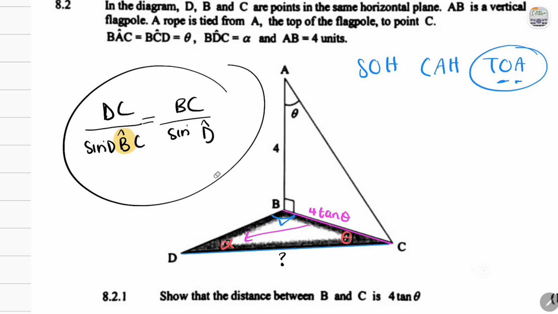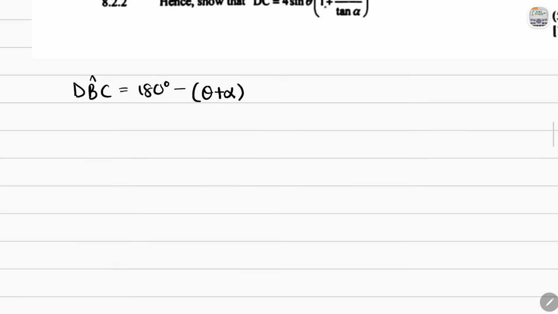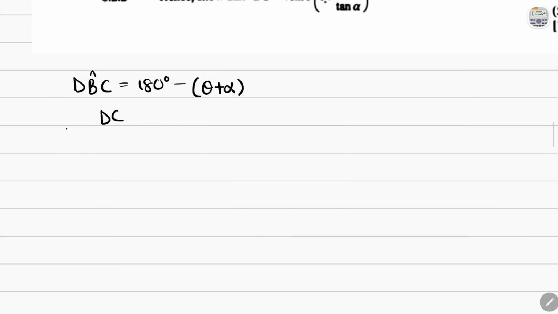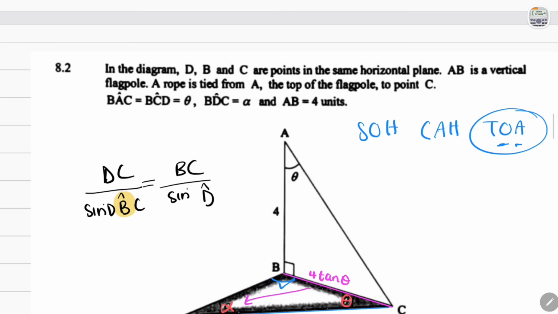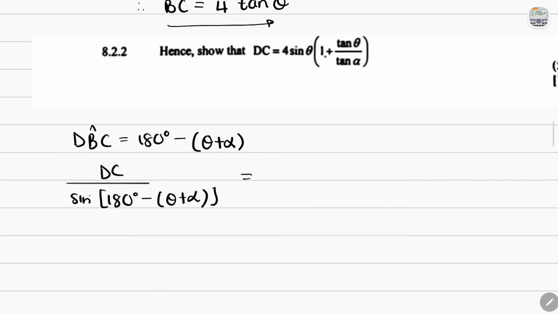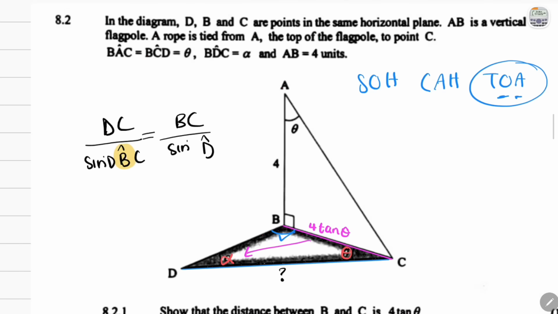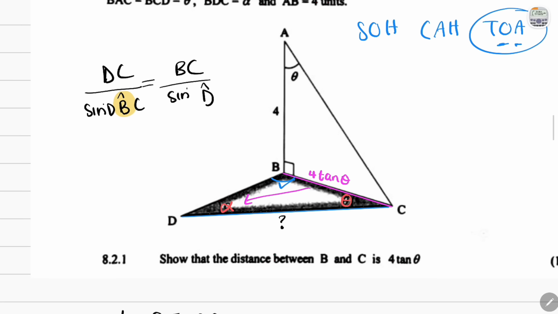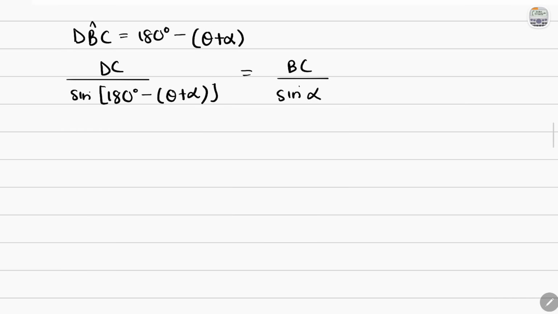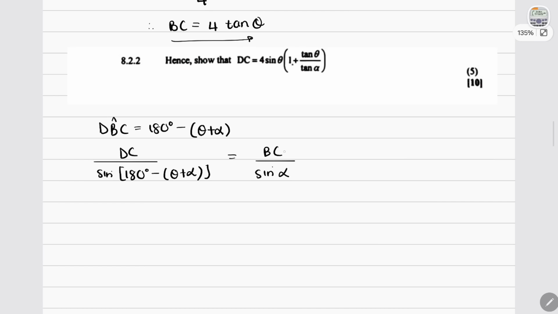So now I can go ahead and fill this in and we can put everything in. We're going to say, we'll take DC over sine angle DBC, which is simply going to be sine of 180 degrees minus theta plus alpha, and that is equal to, again, BC over sine angle D. Sine angle D is simply this angle here, alpha. And all we have to do, we already have BC.